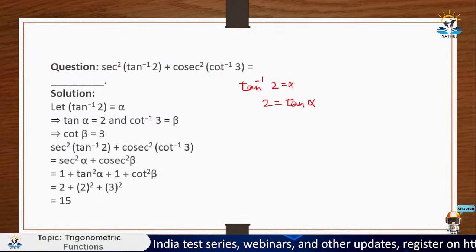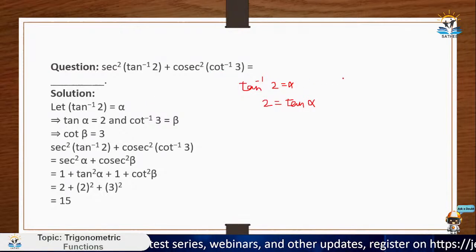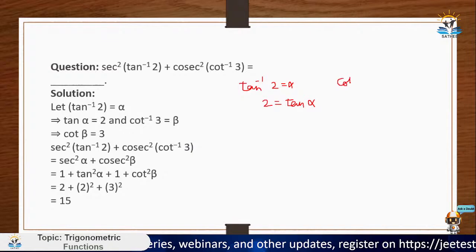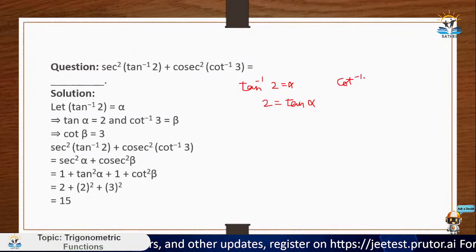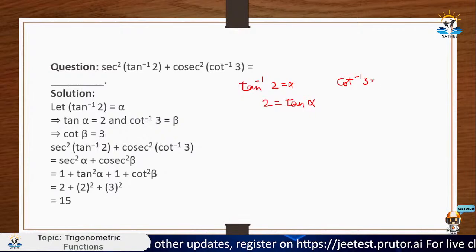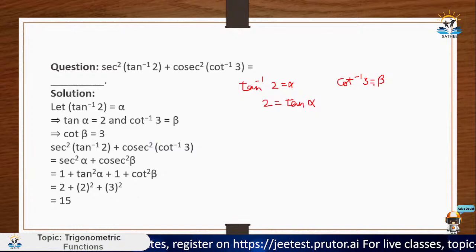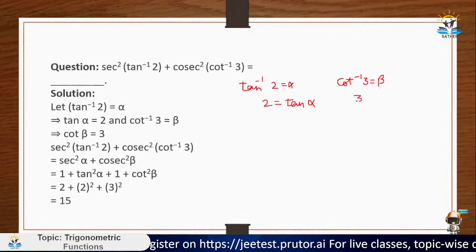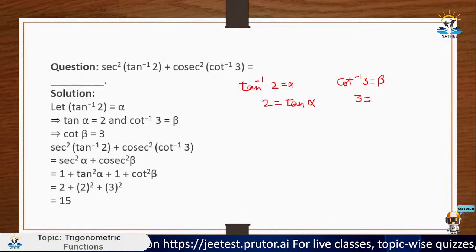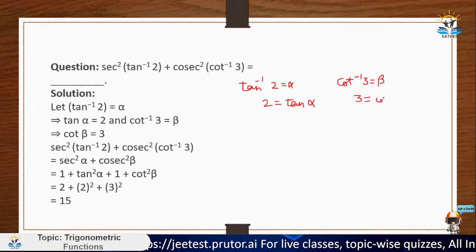And similarly, you can take cot inverse 3 equal to beta. So basically what you are just doing, you are taking cot that side. So you are getting 3 equal to cot beta.